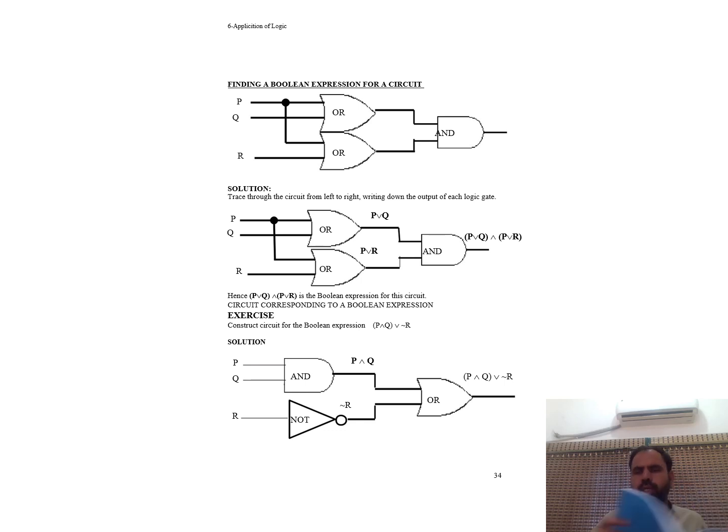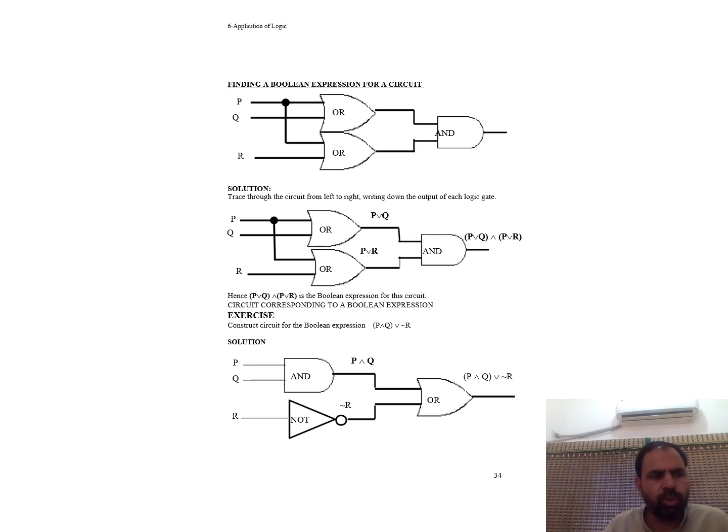This solution is P or Q, and this solution is P or R, because this is interlinked with P and R. So it's an OR gate, so P or R. Now we combine it with an AND gate, so (P or Q) and (P or R). Here (P or Q) and (P or R) is the Boolean expression for this circuit.